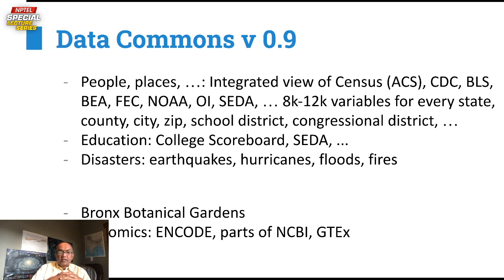The first version has data about places. It's mostly in the US, but it also has data about Europe, a little bit about India, and we're expanding very rapidly to incorporate lots of data that is available from the Indian government. But it has data about everything from economics to elections to weather to demographics, education, disasters. There are also other projects going on to do something similar with large amounts of genomic information and even botanical information.